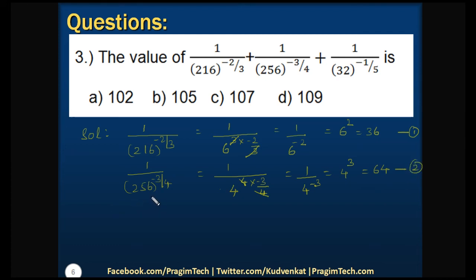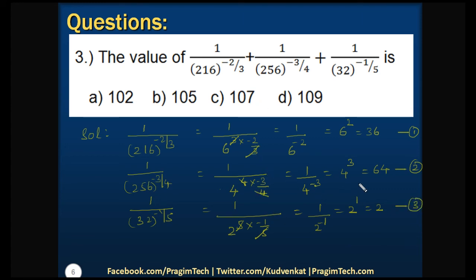The third term is 1 by 32 to the whole power minus 1 by 5. This is equal to, as we know, 32 is nothing but 2 to the power of 5 into minus 1 by 5. So cancel out 5 and 5. That is 1 by 2 to the power of minus 1, or we can write it as 2 to the power of 1, that is equal to 2. Let's name this as 3.